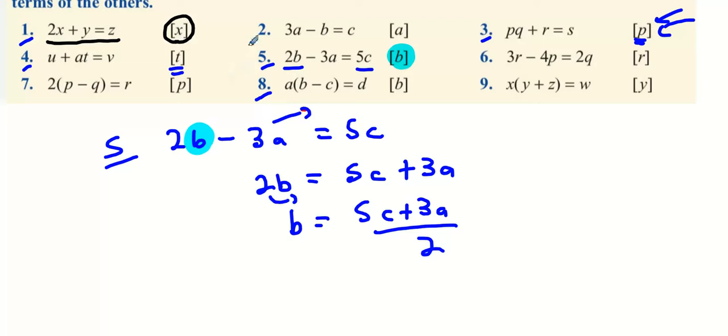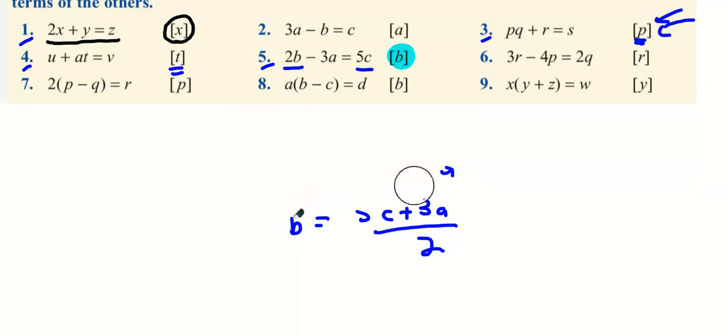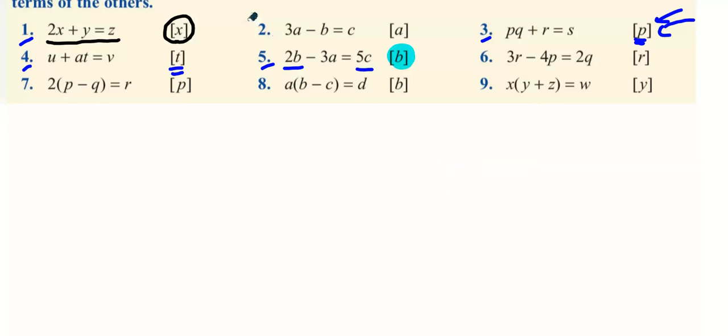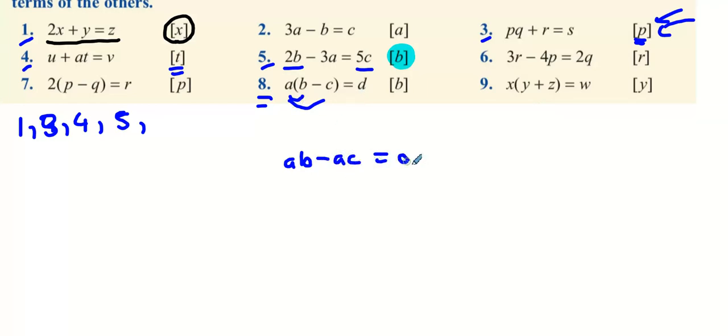Next we're going to move on to question 8. Now you'll notice question 8 looks different from the previous questions we did: 1, 3, 4, and 5. There were no brackets. In 8 there are brackets, but what we can do is just multiply out the brackets. So a times b is ab, a times minus c is minus ac, and that will equal D.